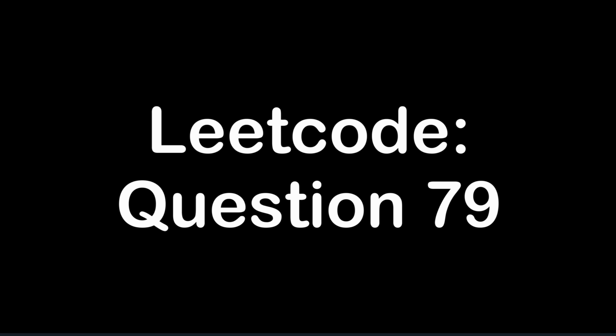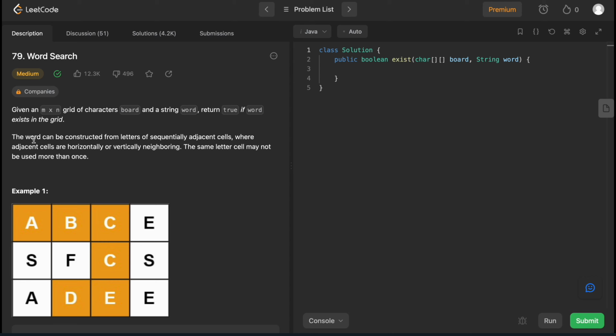Today we're going to be going over the Java solution for Leetcode 79. Word search. Given an m by n grid of characters, board, and a string word, return true if word exists in the grid. The word can be constructed from letters of sequentially adjacent cells, where adjacent cells are horizontally or vertically neighboring. The same cell may not be used more than once.